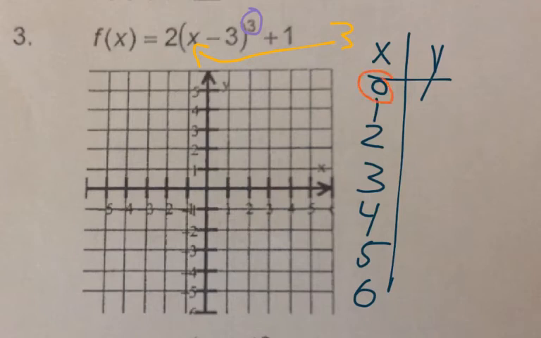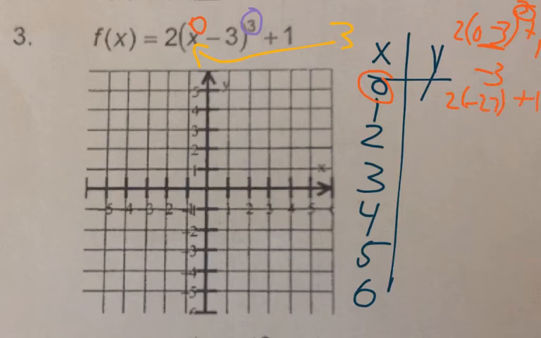So if I start with 0 and plug it in there, let's see what I get. I got 2 times (0 minus 3) cubed plus 1. And I know 0 minus 3 is negative 3. And if I cube it, negative 3 cubed is negative 27. So I have 2 times negative 27 plus 1.